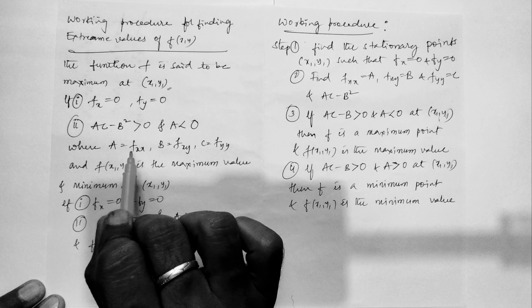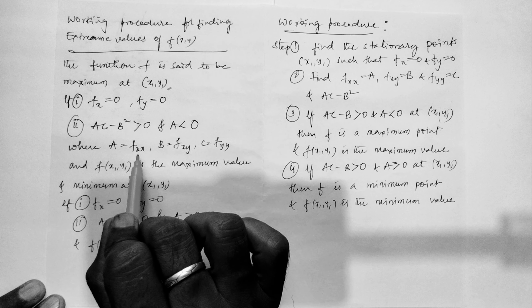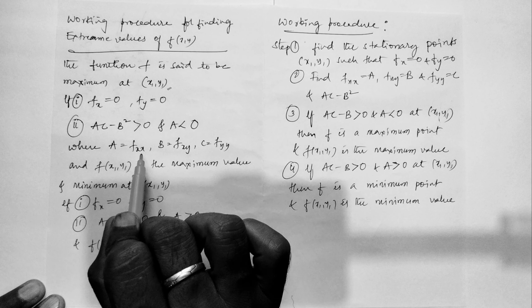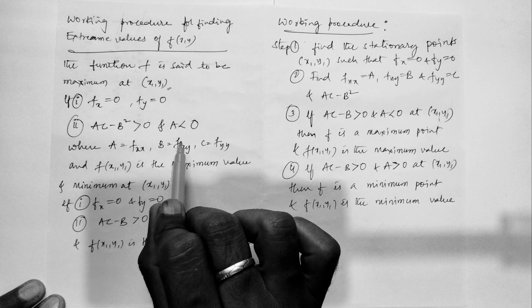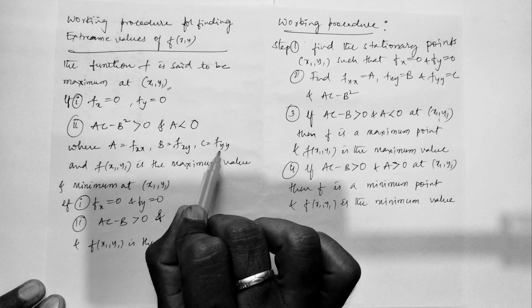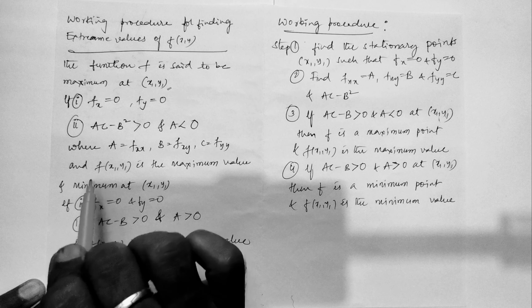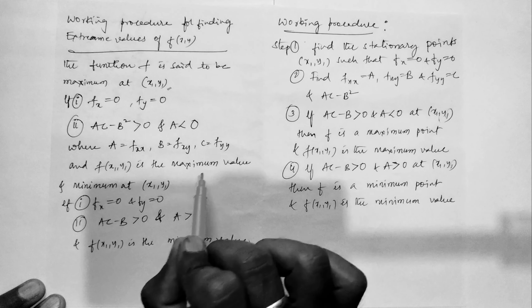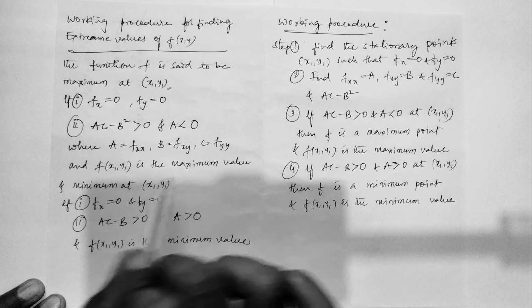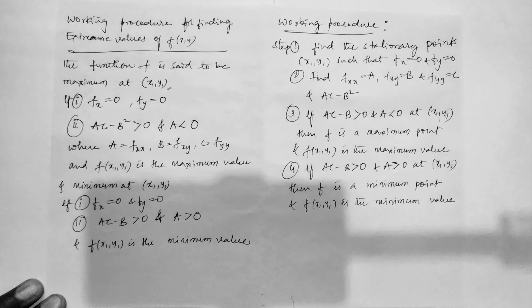A is the partial derivative of f with respect to x twice, or you can also call it dou square f by dou x square, and B value is dou square f by dou x dou y, and C value is dou square f by dou y square. And f of x1 y1 is called the maximum value, and maximum value means you need to substitute the x1 y1 value in the given function, and you will get the maximum value.